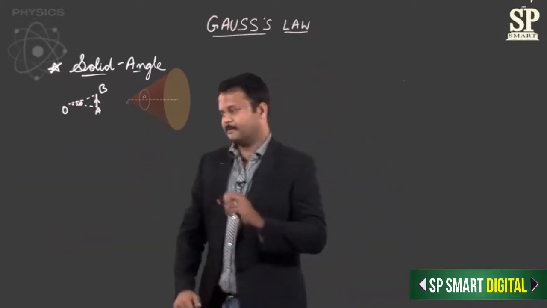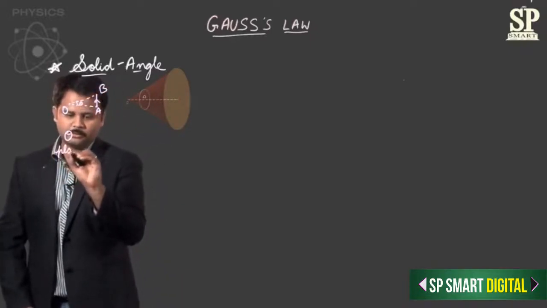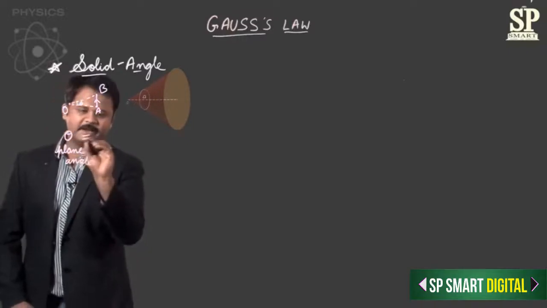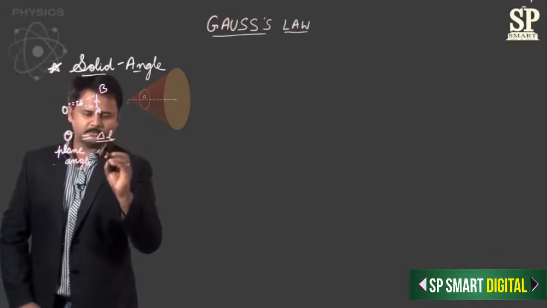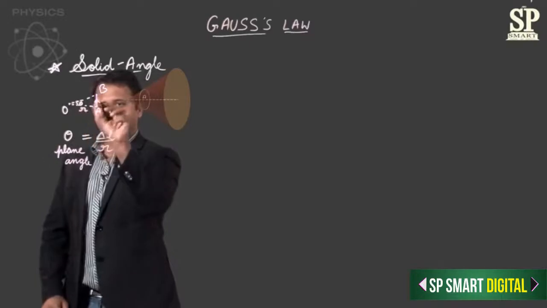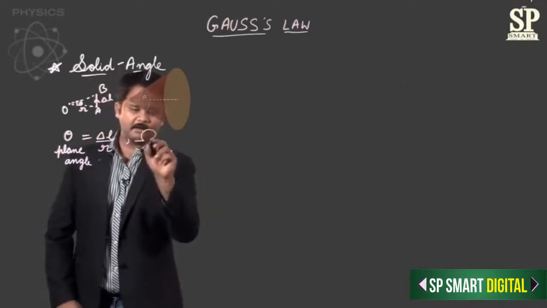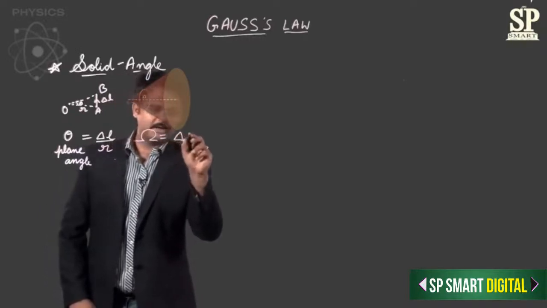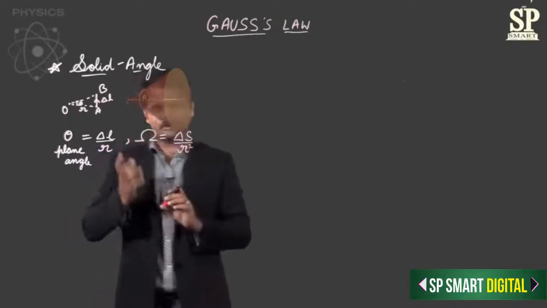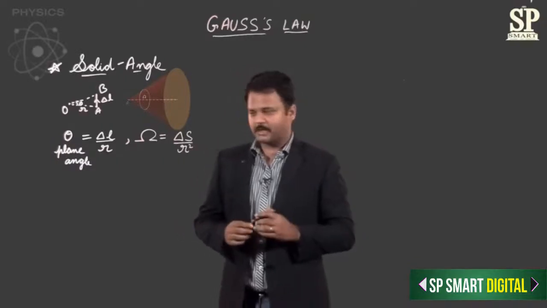So let's write this here. Theta, which is the plane angle, is given as delta L upon R. Similarly, if we call this R and this delta L, solid angle omega can be given as delta S upon R square. So this is how we quantify solid angle. This is its expression.